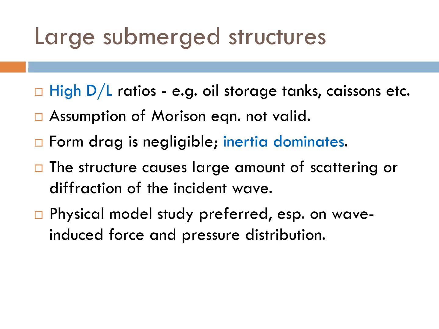And here the form drag is usually negligible, whereas inertia is the dominant force acting on the structures. Examples of these include oil storage tanks or caissons, etc. In addition, large submerged structures can cause scattering or diffraction of the incident wave around it.